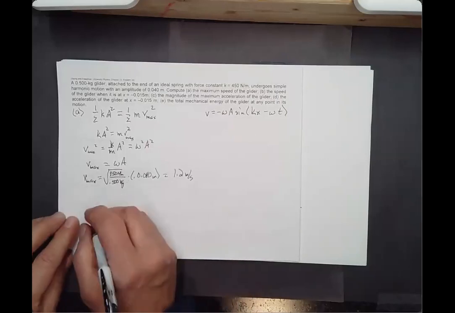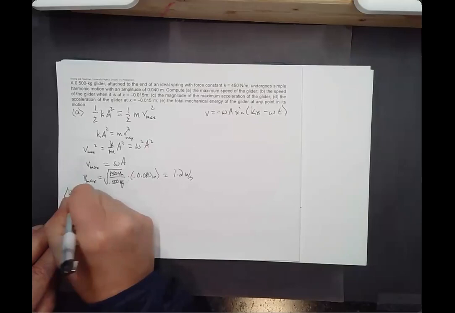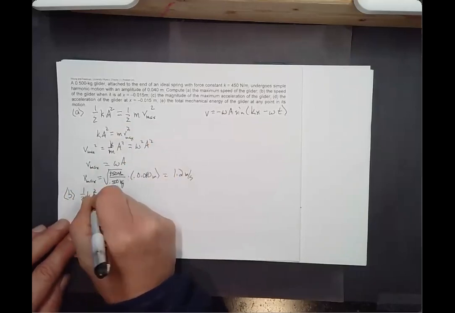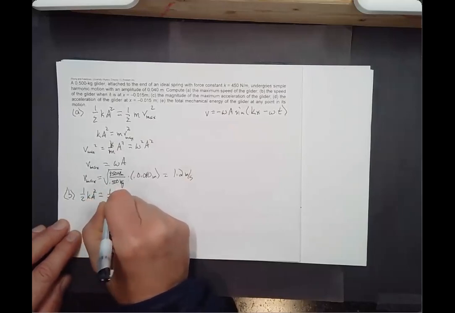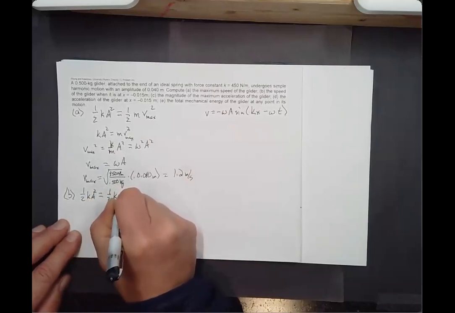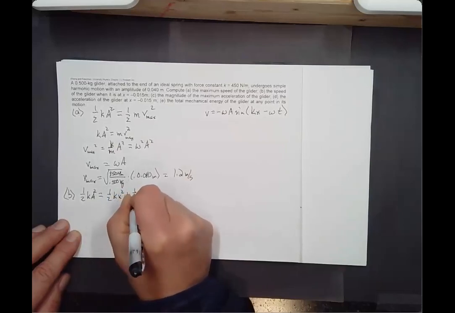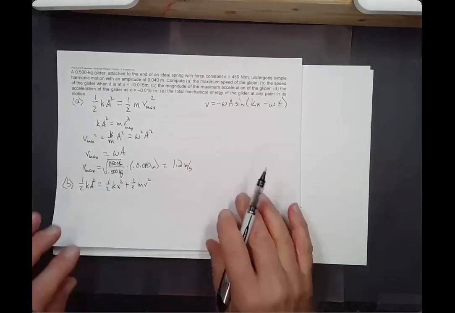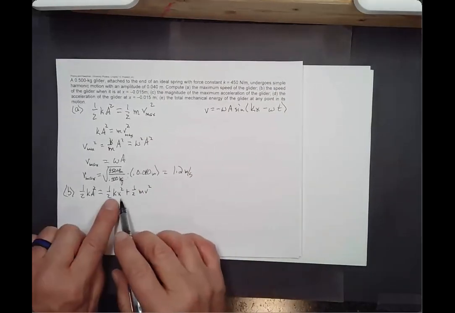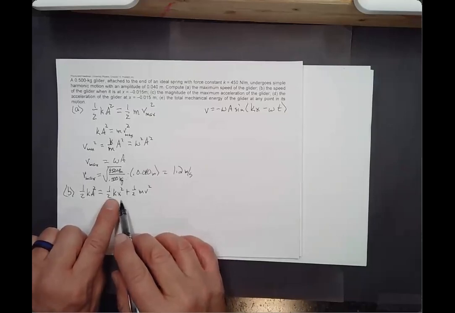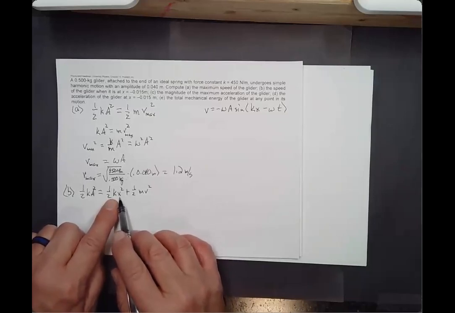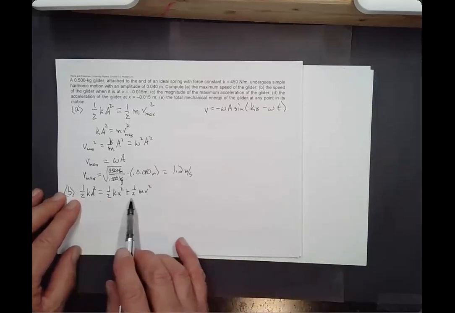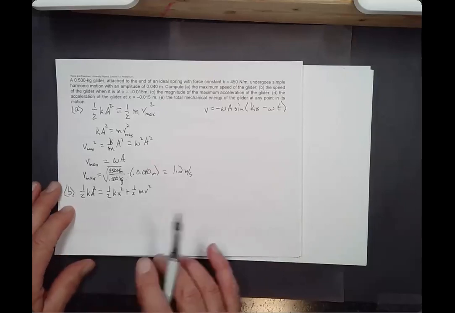Well, at any given time, energy is going to be 1/2 k a squared. That's going to equal 1/2 kx squared plus 1/2 mv squared. Okay, we're interested in the speed when x is 0.015 meters. It's going to get squared here, so that'll turn it positive. But I can just use this to figure it out at any intermediate point.